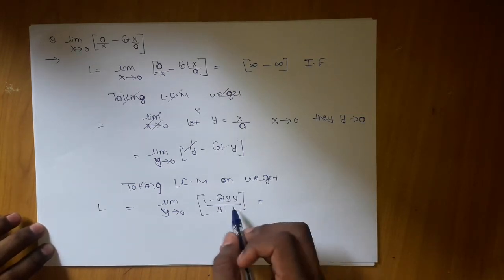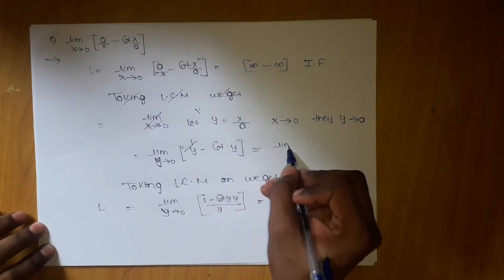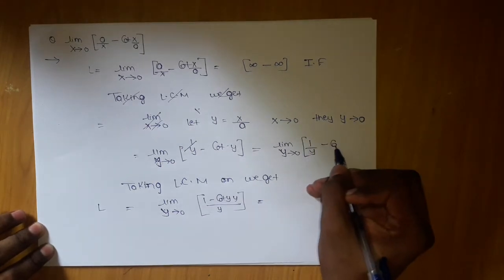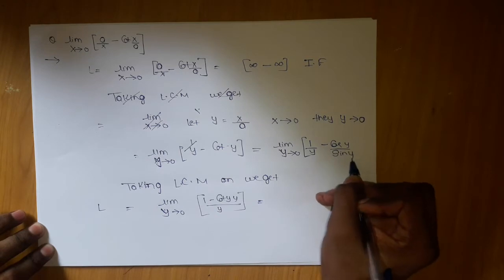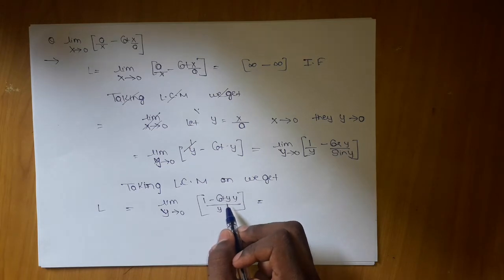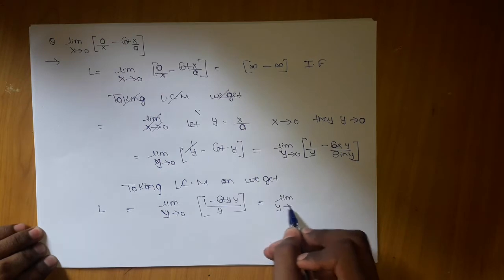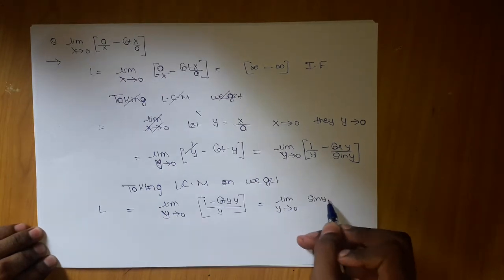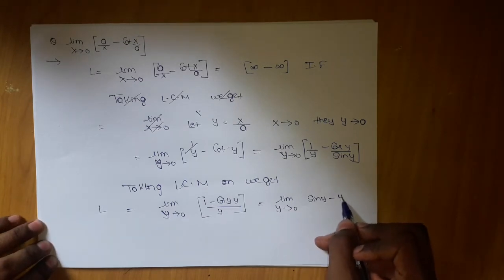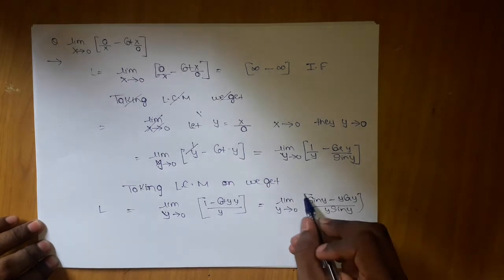But before doing that, just do one more manipulation. We can write this thing as limit y tends to 0, and cot y as cos y by sin y. If we do the LCM here, we will be left with limit y tends to 0 of (sin y minus y cos y) upon y sin y, right? This will be our LCM.